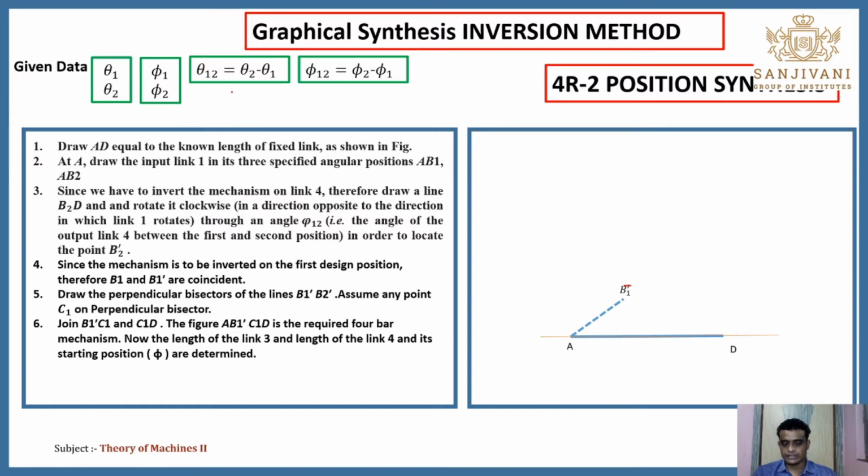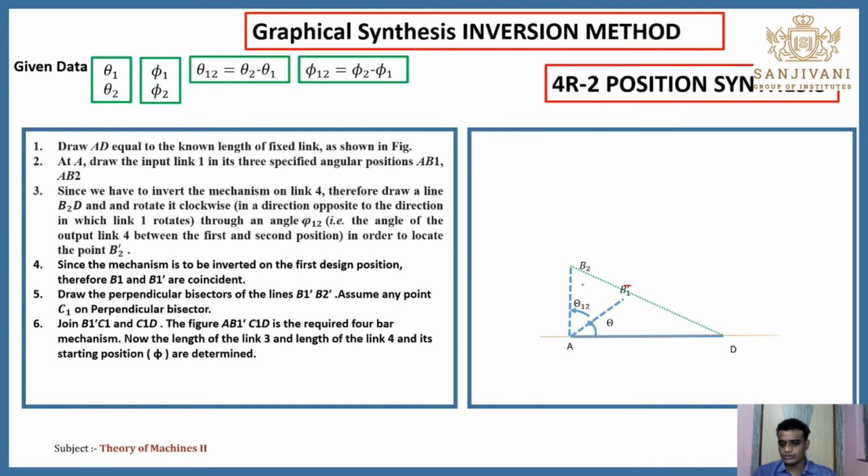At an angle of theta 1 2, where theta 1 2 is equal to theta 2 minus theta 1. Theta 1 and theta 2 are known to us, and phi 1 and phi 2 are given to you. From that you have to calculate theta 1 2 and phi 1 2. Theta 1 2 is equal to theta 2 minus theta 1, and phi 1 2 is equal to phi 2 minus phi 1.